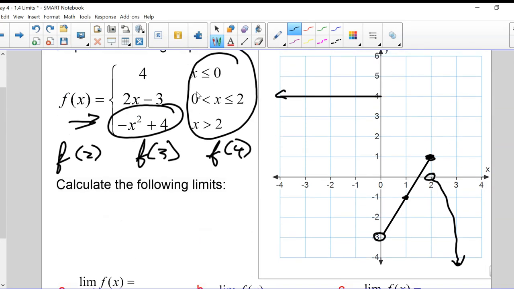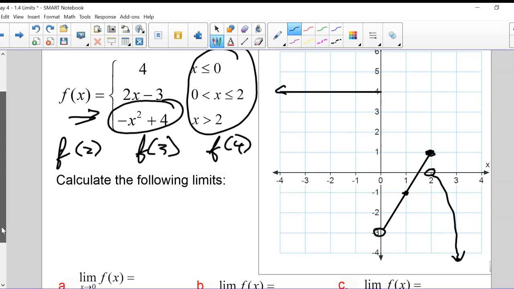Have I lost anybody so far? I just want to make sure my graph made sense and that we're good to go. All right, Anika, how about you? Are we okay so far? All right, tell me if you're okay. Okay, fine.